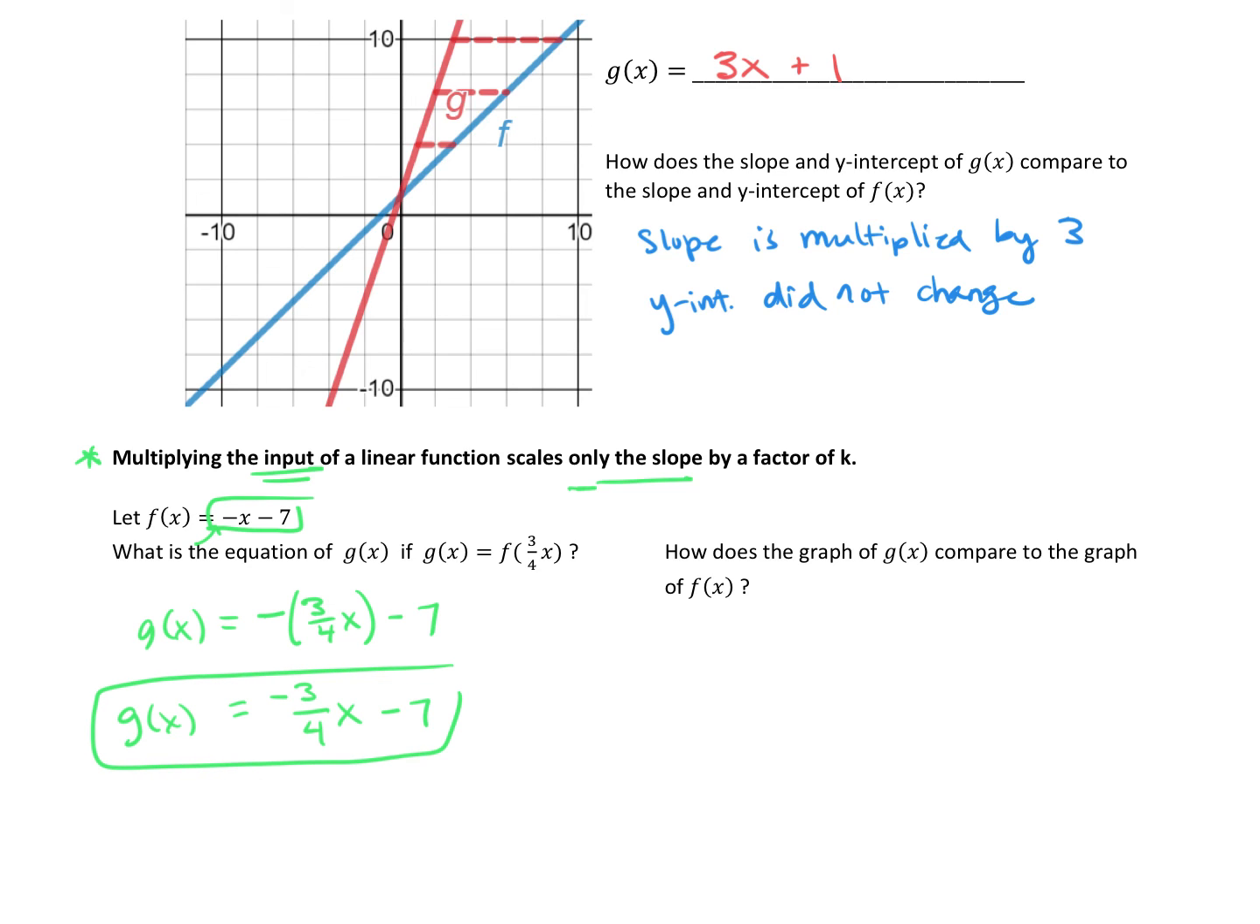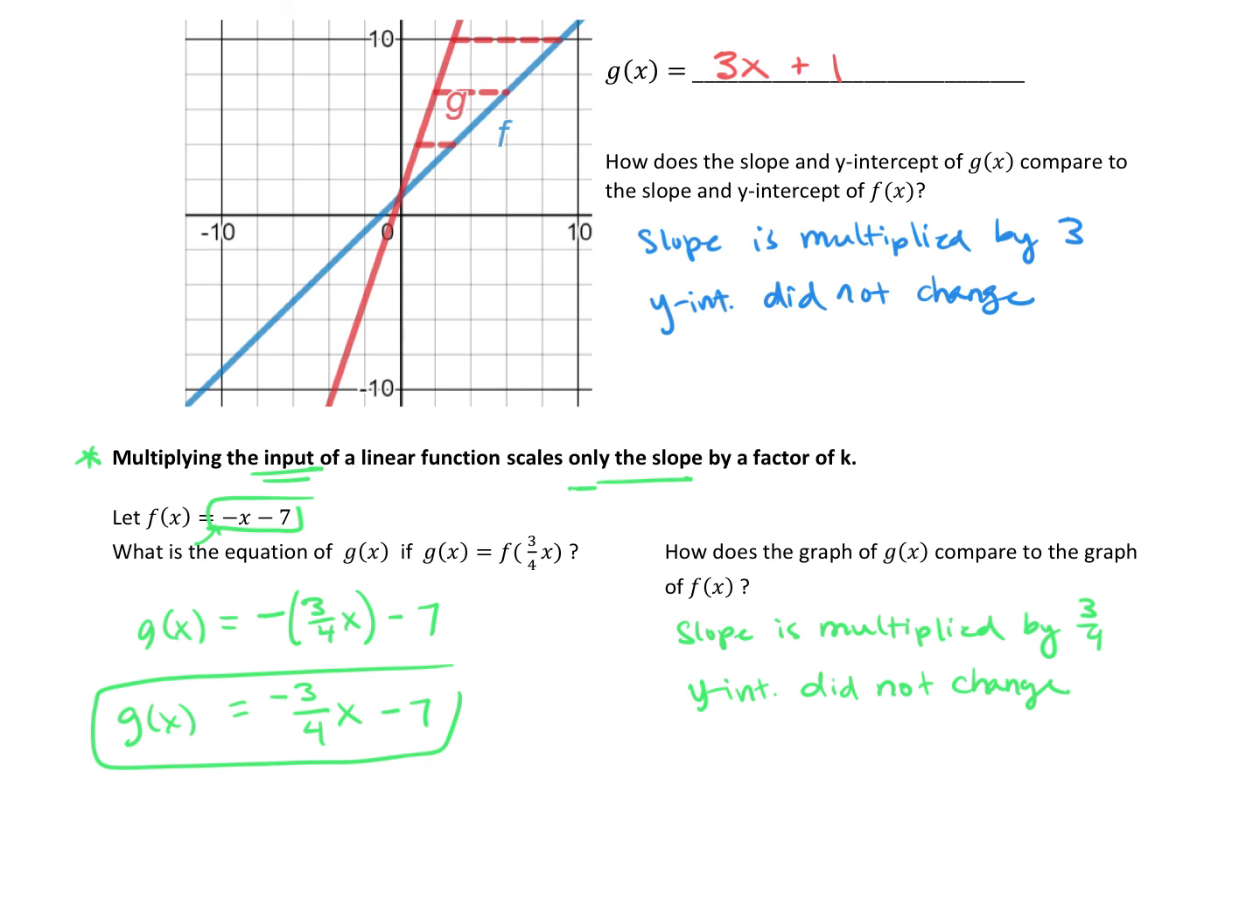How does the graph of g of x compare to the graph of f of x? Well, we can see that our slope of negative 1 got multiplied by our constant 3/4. So the slope is multiplied by 3/4. But if we notice, the y-intercept was negative 7, and our y-intercept is still a y-intercept of negative 7. So the y-intercept did not change.